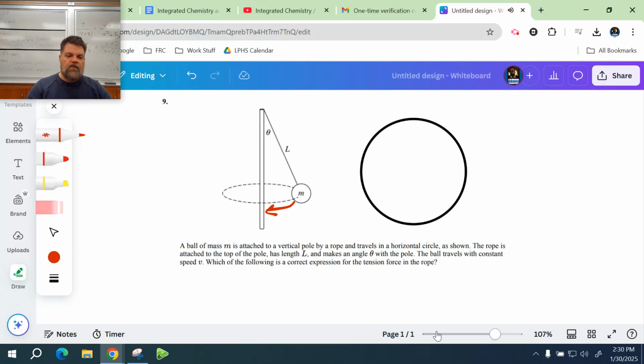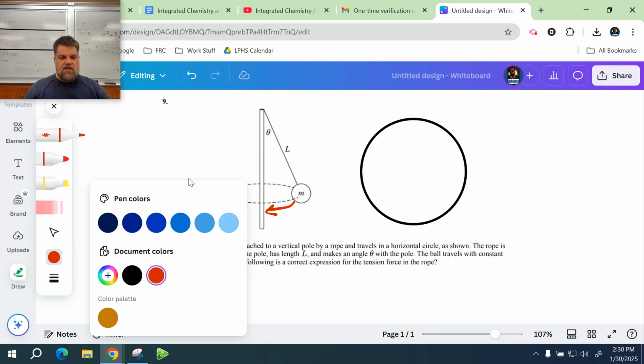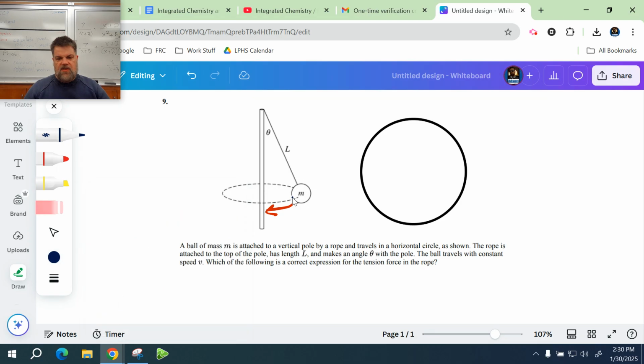All right, so there's a ball swinging from a rope around a pole, and we're trying to figure out basically what is the tension on the rope. And so what we need to consider is a couple of things. This is a circular path. The ball's going to go around there. So you could think of it, and they give us a lot of information.